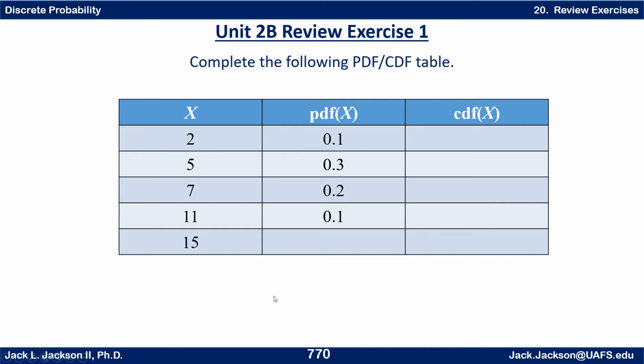Okay, I hope you didn't have any trouble with this one. The first thing to notice is all the probability values of the PDF are the probability values that x equals this particular number over here. They are all numbers between 0 and 1, and they must add up to 1. So if you look at this, 0.1 plus 0.3 plus 0.2 plus 0.1, that's 0.7. And so the missing one had to be 0.3 for them to all add up to 1.